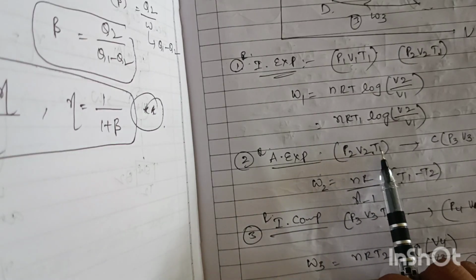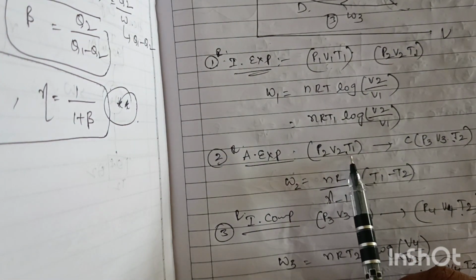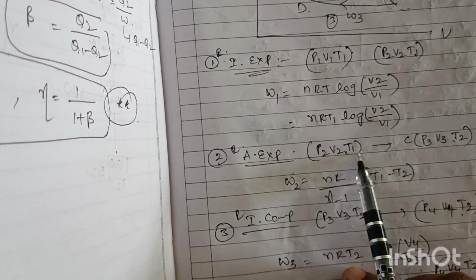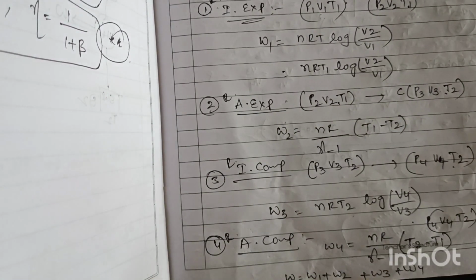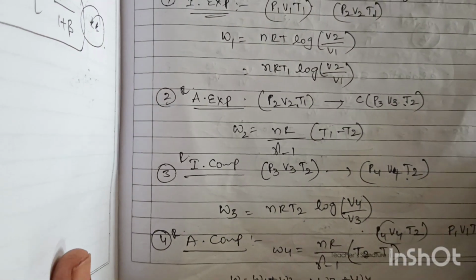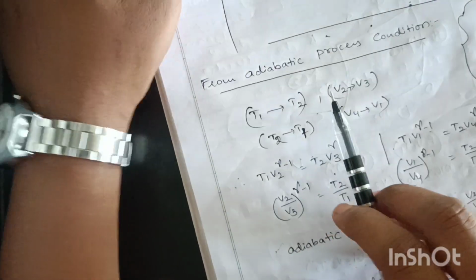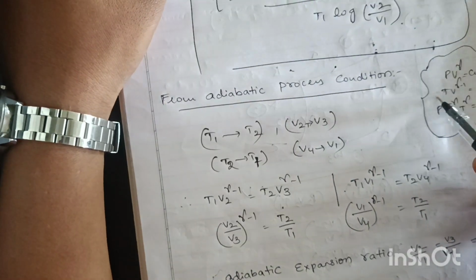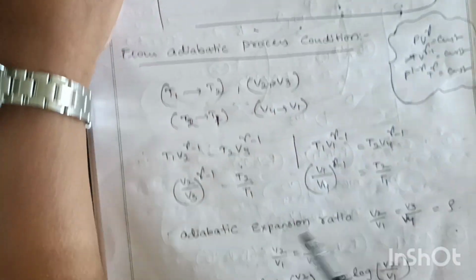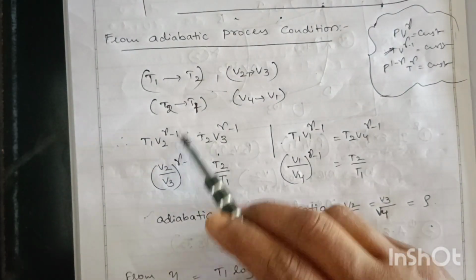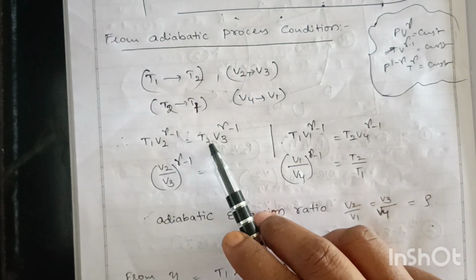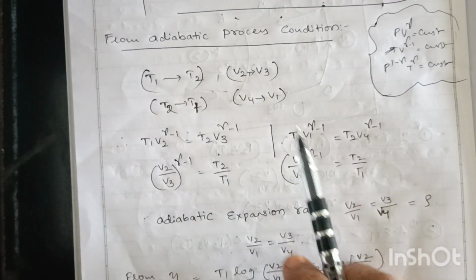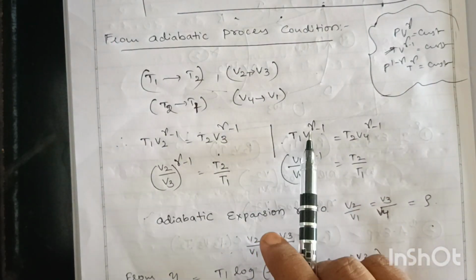In the adiabatic expansion, the temperature is changing from T1 to T2, and in the compression the temperature is changing from T2 to T1, right? Volume also changes, V2 to V3 and V4 to V1. Using the second equation, TV^(gamma-1) is constant: T1 V2^(gamma-1) equals T2 V3^(gamma-1), and T2 V4^(gamma-1) equals T1 V1^(gamma-1).